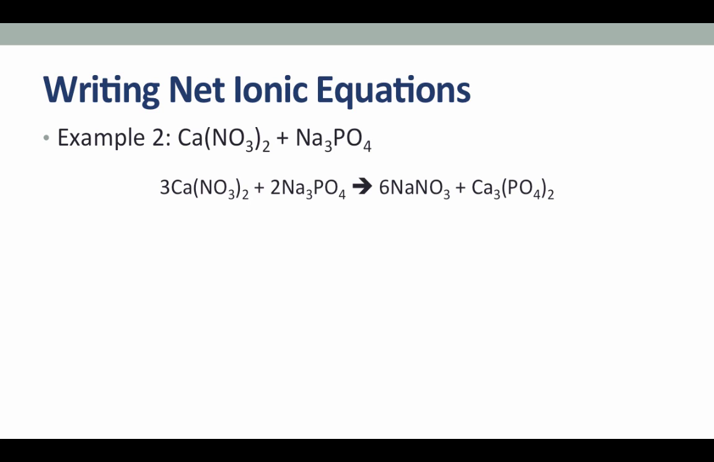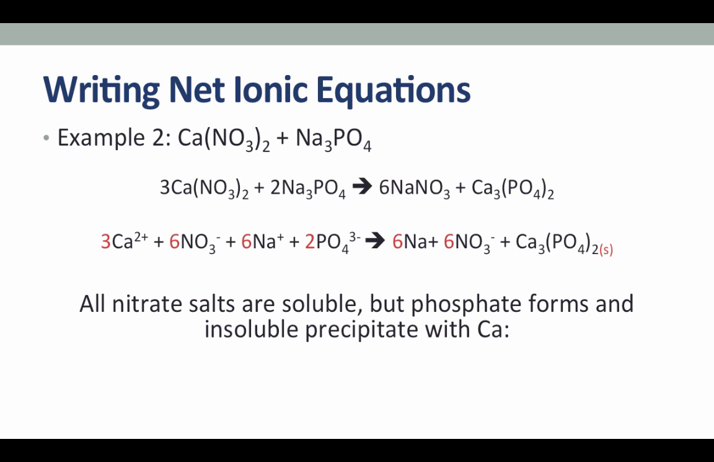Now that I have the balanced formula equation, I can begin by taking my aqueous components and dividing them into ions and writing the ionic equation. So 3 calciums become 3 calciums. 3 times 2 gives us 6 nitrates. 2 times 3 gives us 6 sodiums. 2 times 1 gives us 2 phosphates. And likewise, I have 6 sodium ions, 6 nitrate ions, and 1 calcium phosphate solid.